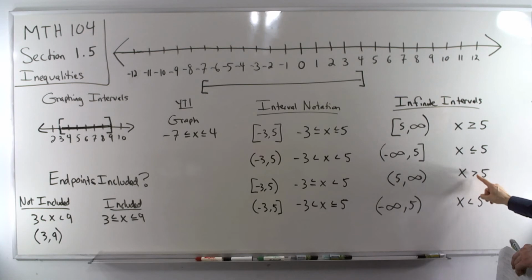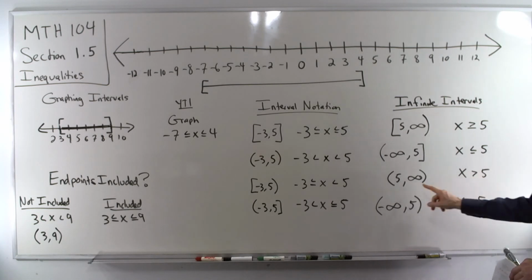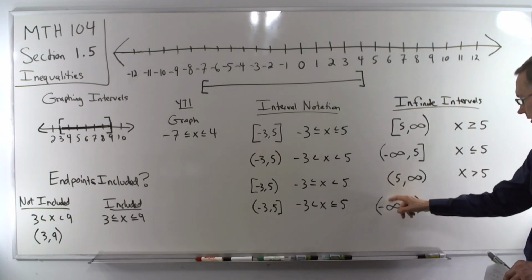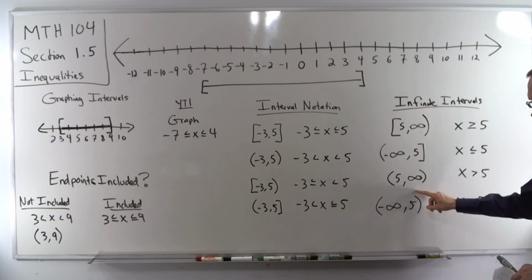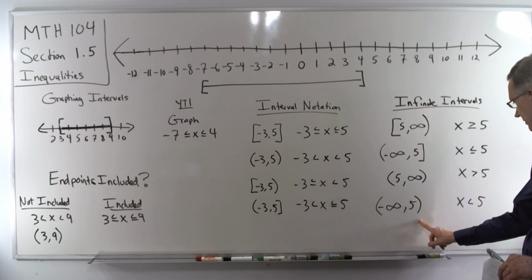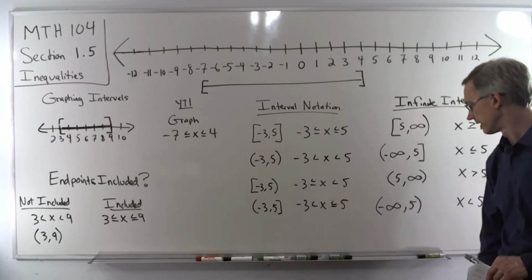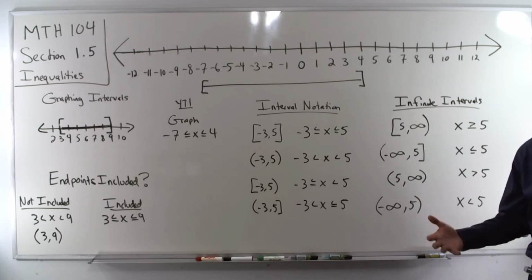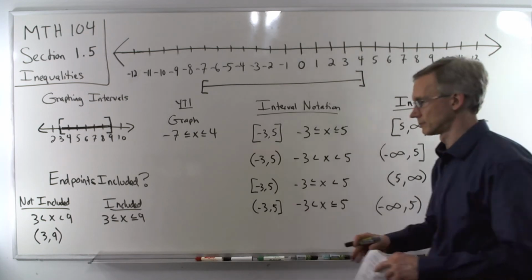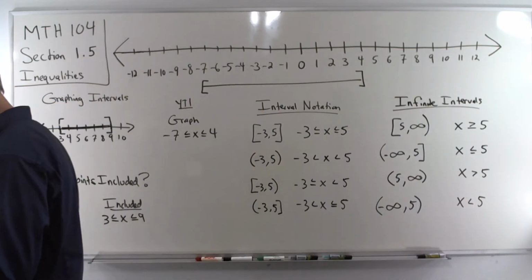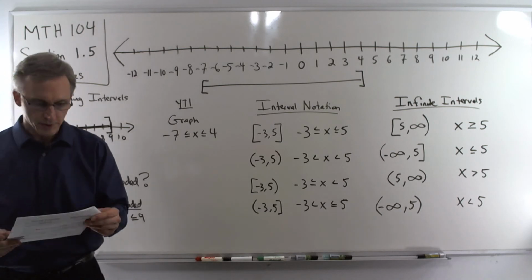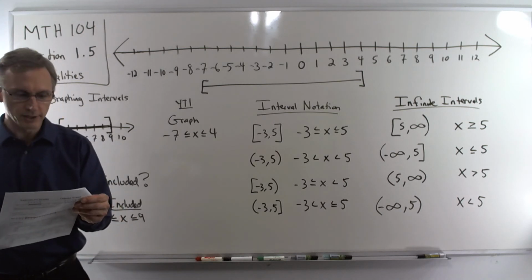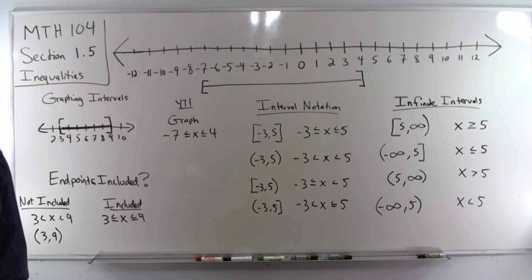Now here we've got strictly greater than 5. So next to the 5, we have a parenthesis. Here we have strictly less than 5, so we have a parenthesis. We're less than, so we're going all the way to the left. All right, so make sure that you can use interval notation to express ranges of numbers. So let's practice that. Your turn number 2. We're going to write these inequalities in interval notation.